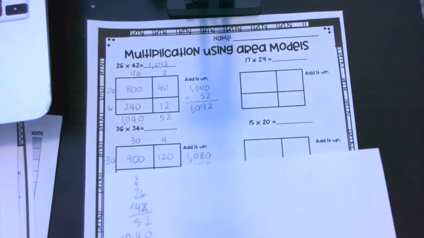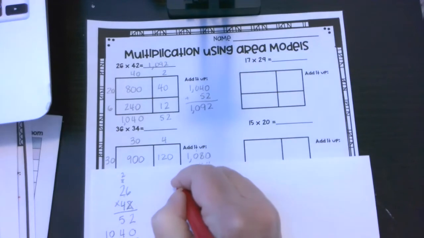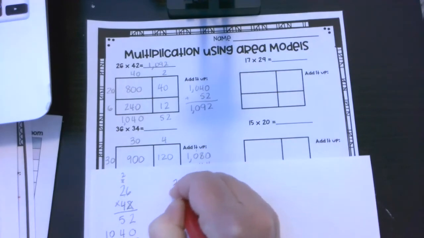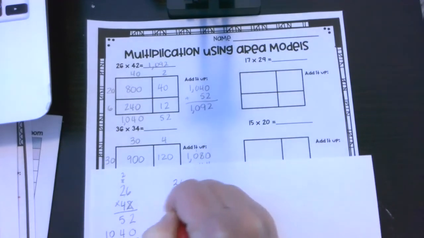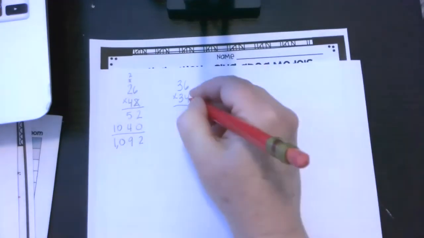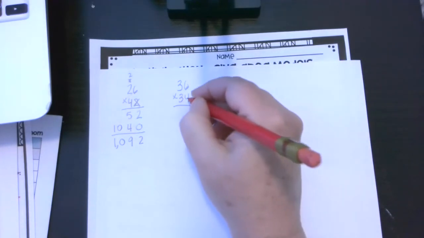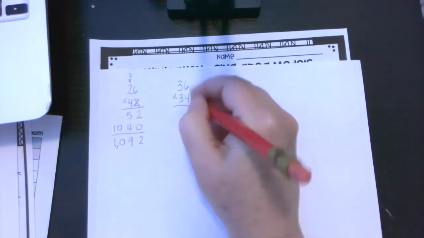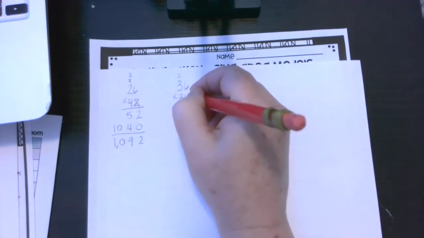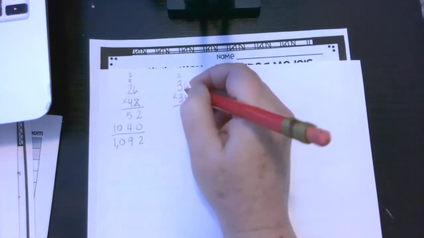So I'm going to do the algorithm. 36 times 34. And see how that turns out. I'm going to multiply my 1s times my 1s, and then my 1s times my 10s. So 4 times 6 is 24. Put down my 4, carry my 2. 4 times 3 is 12, plus 2 is 14.